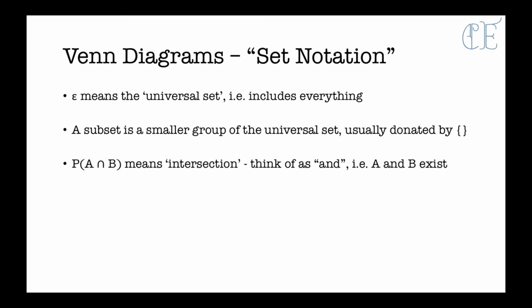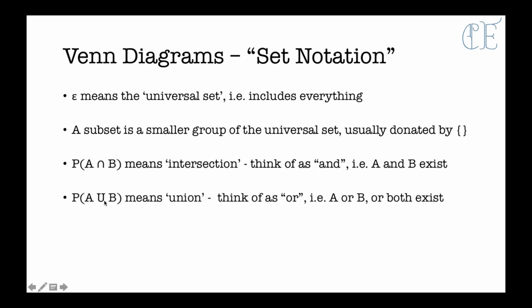If we look at something like this where it says P and then A and it looks like an N, B, it's saying what is the probability of this outcome and this outcome. It means intersection. Think of it as "and", so we need to know the probability of A and B happening at the same time.